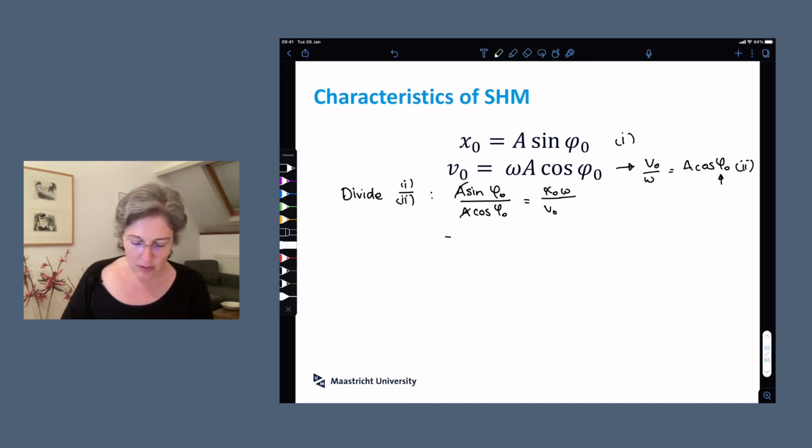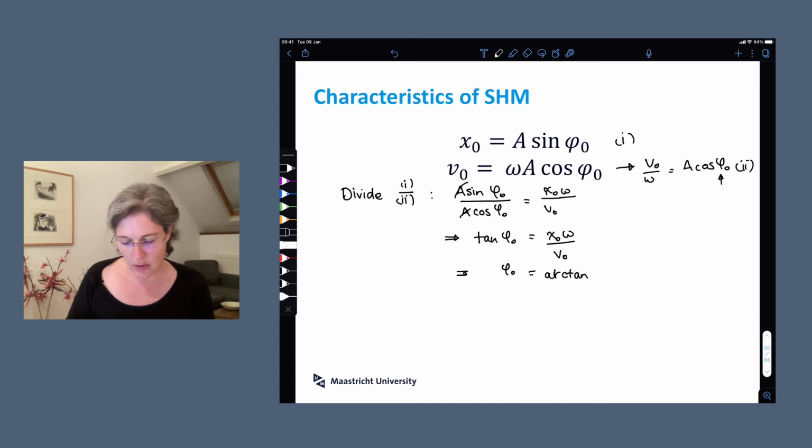A's cancel, so we can rewrite this as sine phi over cos phi, which is just tangent of phi 0, equal to x naught omega over v naught. And so now taking the inverse tangent of both sides, I will get that phi 0 is equal to the arctangent of x naught omega over v naught.